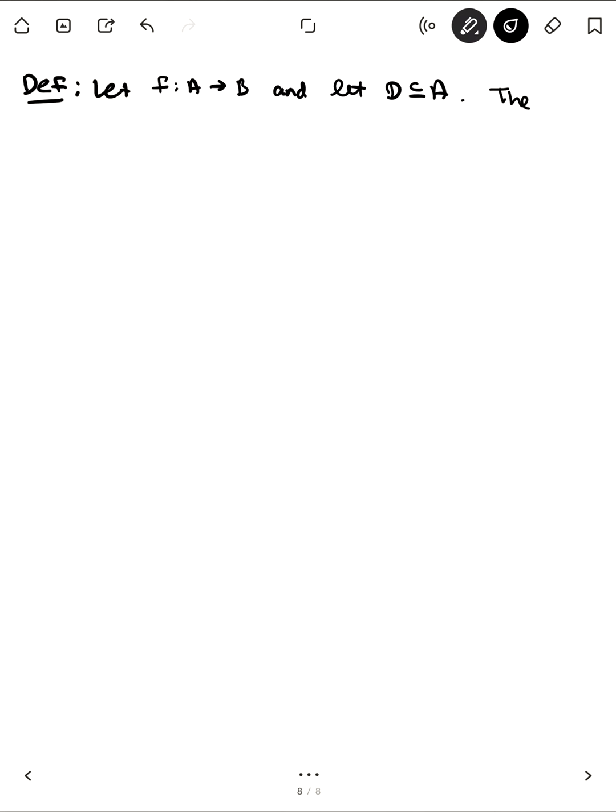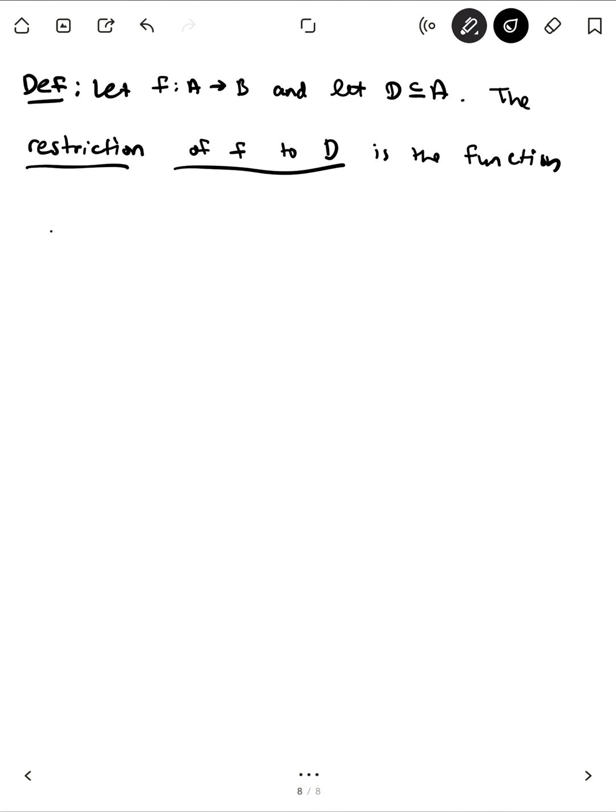Okay. The restriction of f to D is the function f with this little evaluation subscript D, and that's going to be equal to, in set builder notation, the ordered pairs (x, y) such that y equals f of x and x is an element of D. That is, you're simply taking elements from that subset of A, D, and you're using the same rule f on those elements in D.